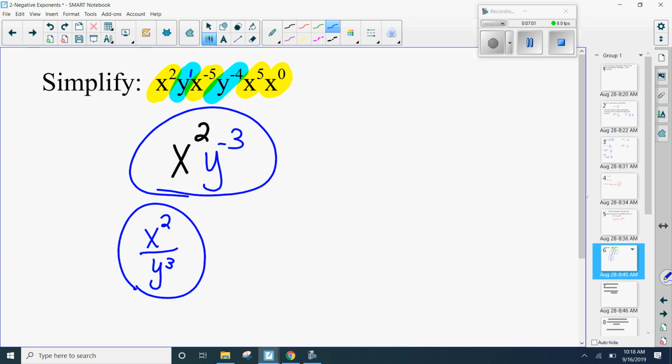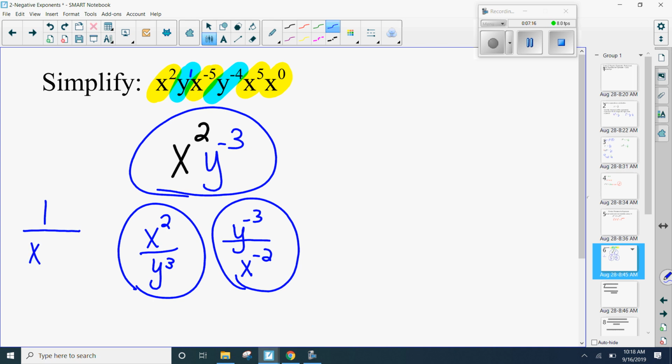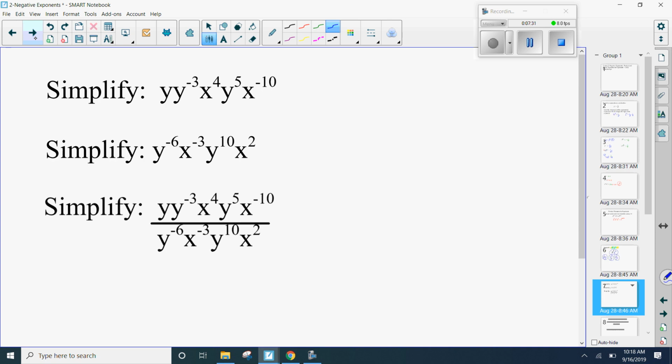What about all negative exponents? All in the denominator: 1 over x to the negative second and y to the negative third. Change the sign of the exponents. All of those mean the same thing. It's just which form you put it in. Simplify.